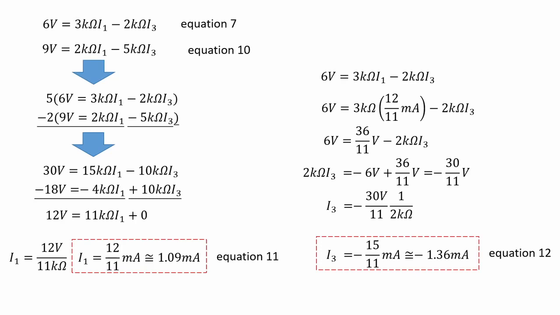We then rewrite the equation and arrive at the value of current 1 as shown in equation 11. Current 1 is about 1.09 milliampere. Substituting equation 11 for current 1 into equation 7, we arrive at the value of current 3, which is shown in equation 12. Current 3 is a negative 1.36 milliampere. The negative sign simply indicates that the assumed direction is incorrect.